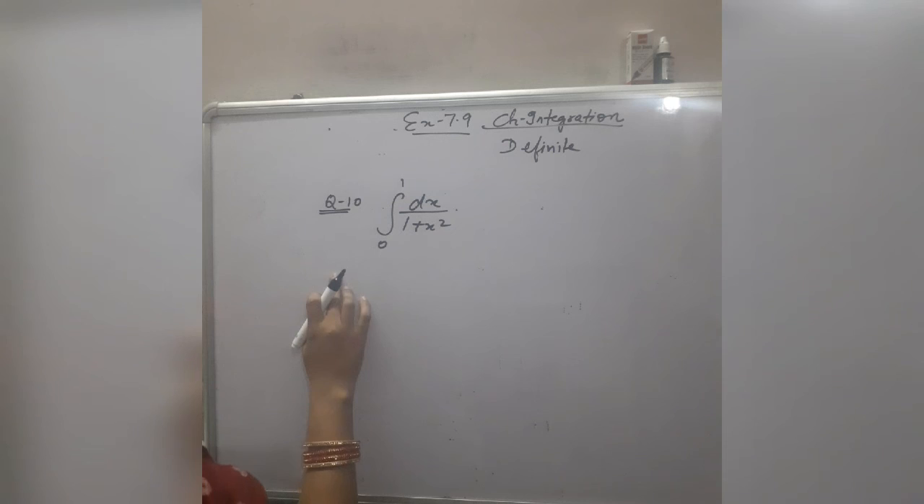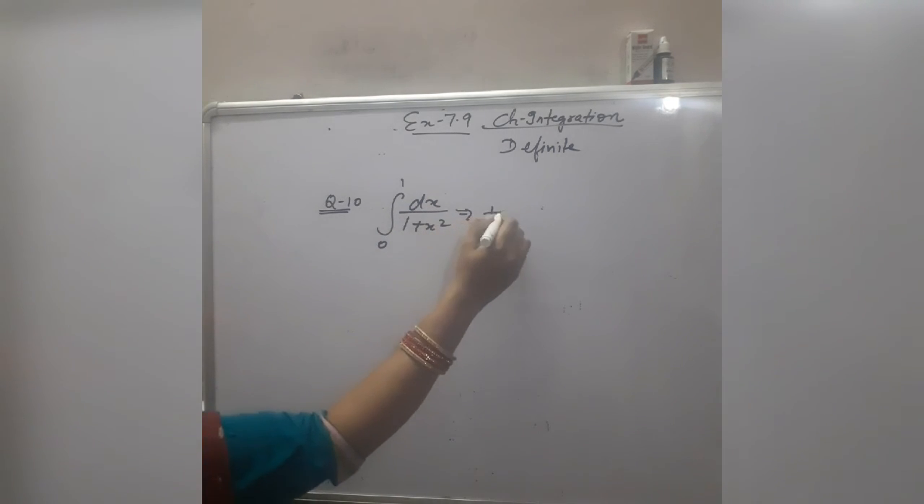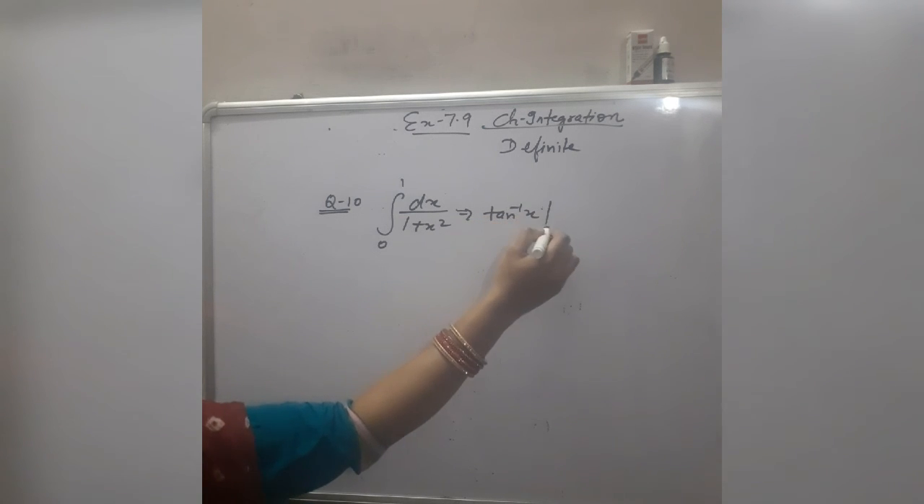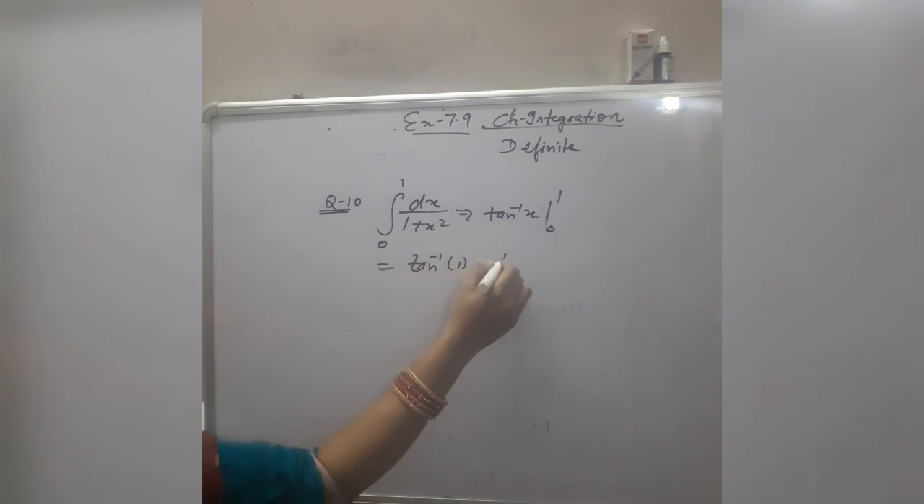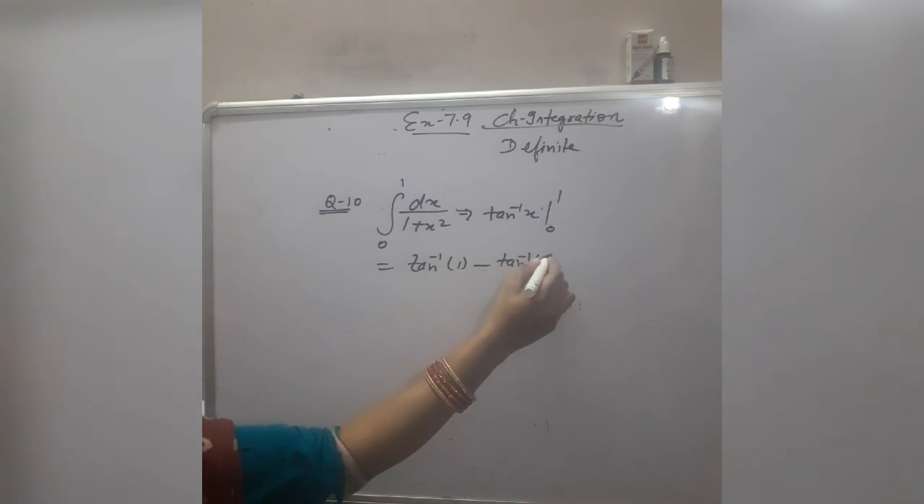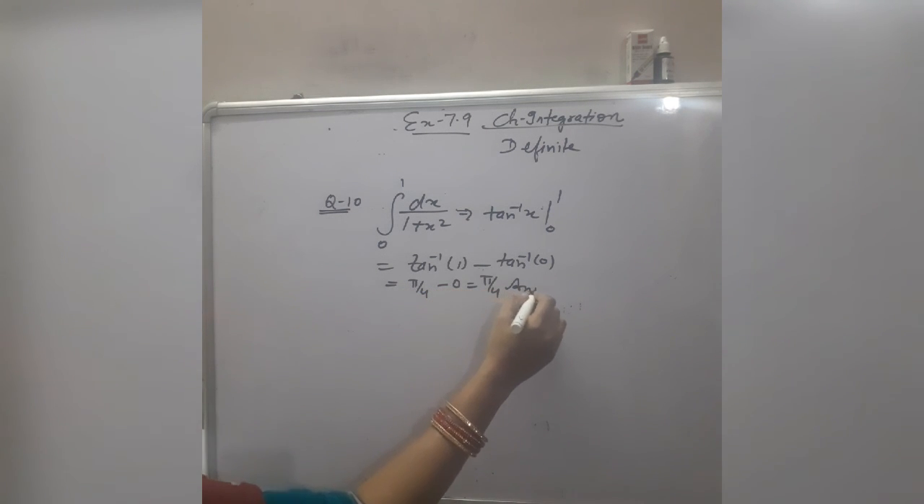All of you know that the derivative of tangent inverse x is 1 by 1 plus x square, and the integration of 1 by 1 plus x square is tangent inverse x, and the upper limit is 1, so it becomes tangent inverse 1 minus the lower limit tangent inverse 0. So what is the value of tangent inverse 1? Tangent inverse 1 is pi by 4, tangent inverse 0 is 0, so the answer is pi by 4. So in this video I have explained up to question number 10.